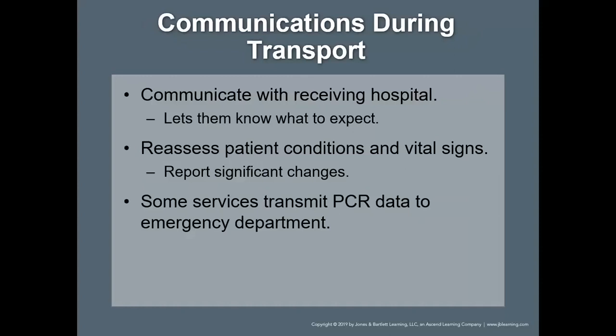Communication during transport: communicate with the receiving hospital, let them know what to expect. Reassess the patient's condition and vital signs. Report significant changes, and ideally you want 3 sets of vital signs. When you're relaying information to the receiving hospital en route, it needs to include the patient's chief complaint, the patient history, your assessment findings and management, and your method of transportation, whether it's emergency transport or routine. Some services transmit PCR data to the emergency department.